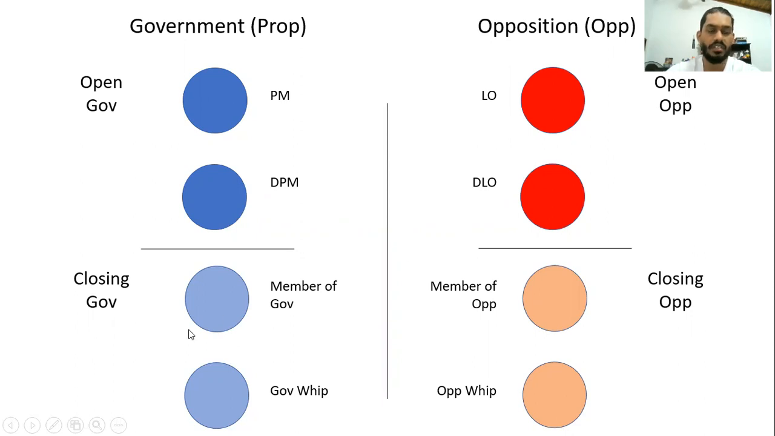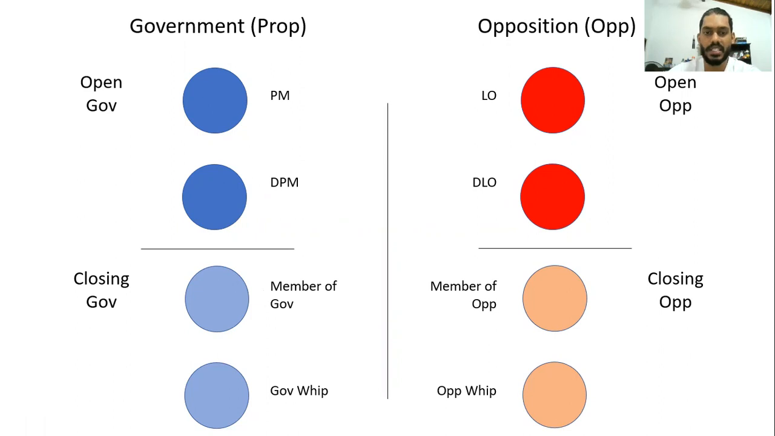When it comes to the closing part, only this is a little different from the Asian format, because other than the government whip and the opposition whip, they are the ones who go last. Other than that, you have the member of the government and the member of the opposition. So this is how it goes.